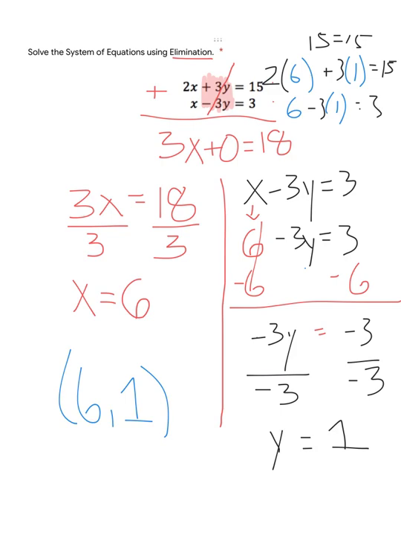That second equation quick. If we do negative 3 times 1, that would give us minus 3. 6 minus 3 is 3. 3 equals 3. Okay, so always make sure you're plugging that back in and checking your answer.